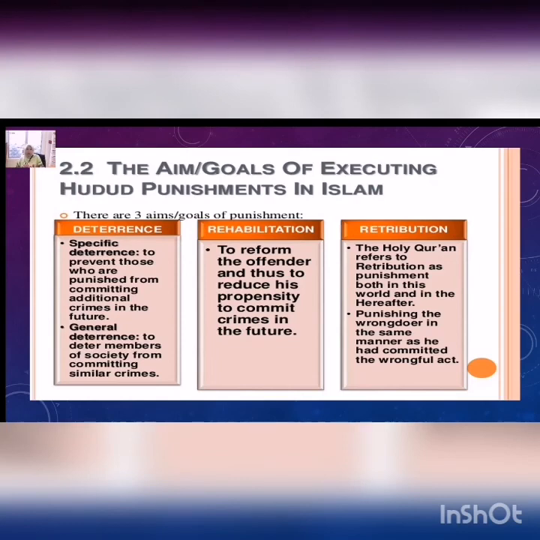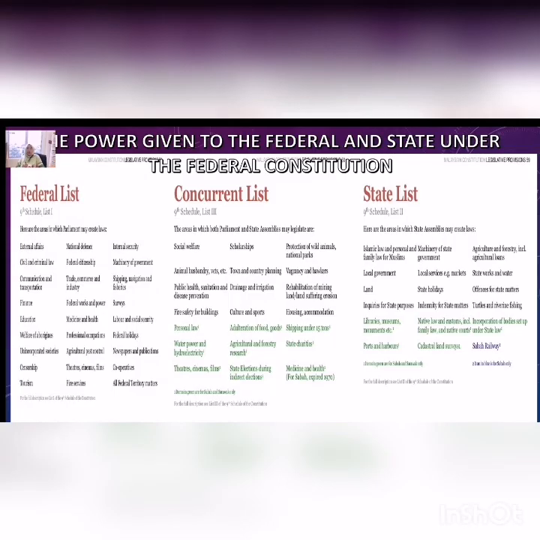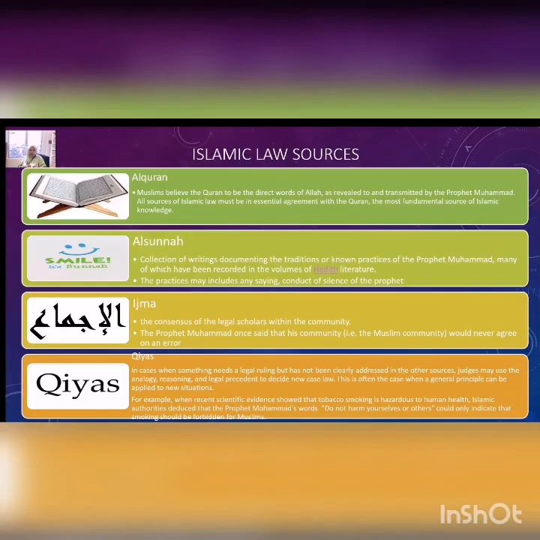These are the aims and goals of punishment in Islam. We want to deter a person from doing wrong, we want to rehabilitate that person, and we want to punish the wrongdoer in the same manner as he committed the wrongful act. But as I have explained before, there is no hudud in Malaysia, but it is under the Islamic law. If you want to claim for hudud, you must change the federal constitution, because it is the federal constitution that has given all of the list. If you don't want to, you maintain it, but you answer in the hereafter.